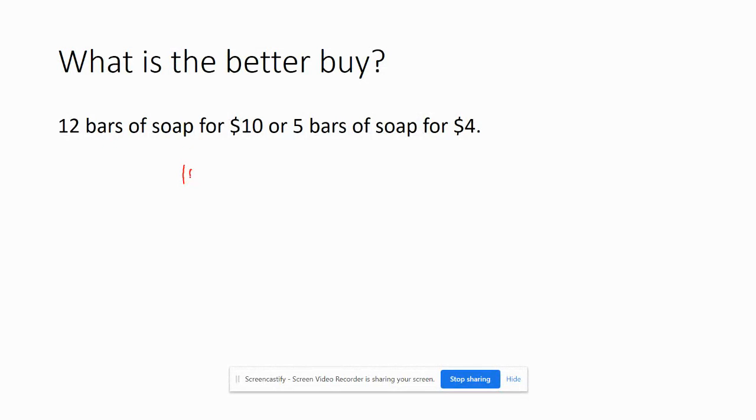So let's divide 10 by 12 because we're dividing the money, right? We're dividing the money by the amount of bars. All right, and that would give me, let's say, 83. Let me fix that. 80.